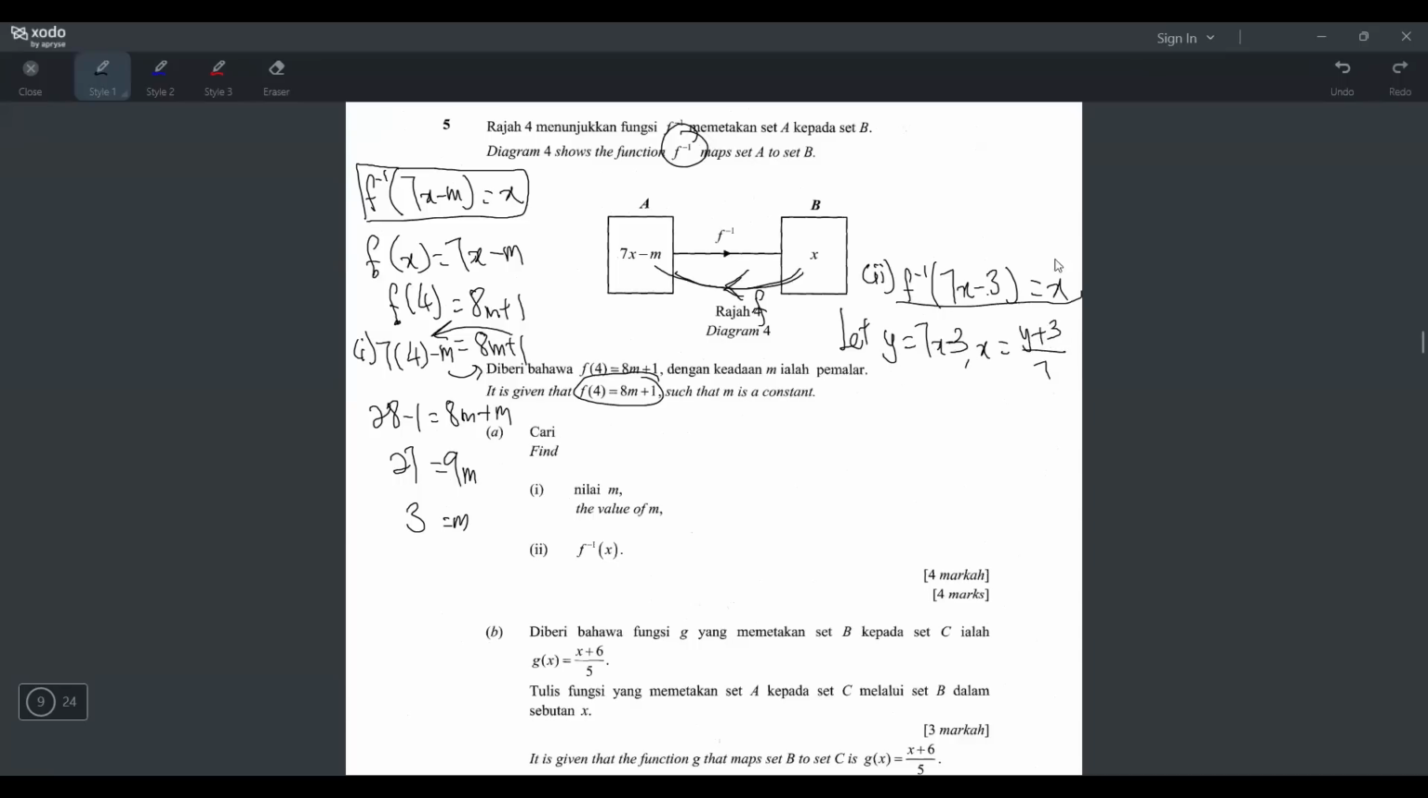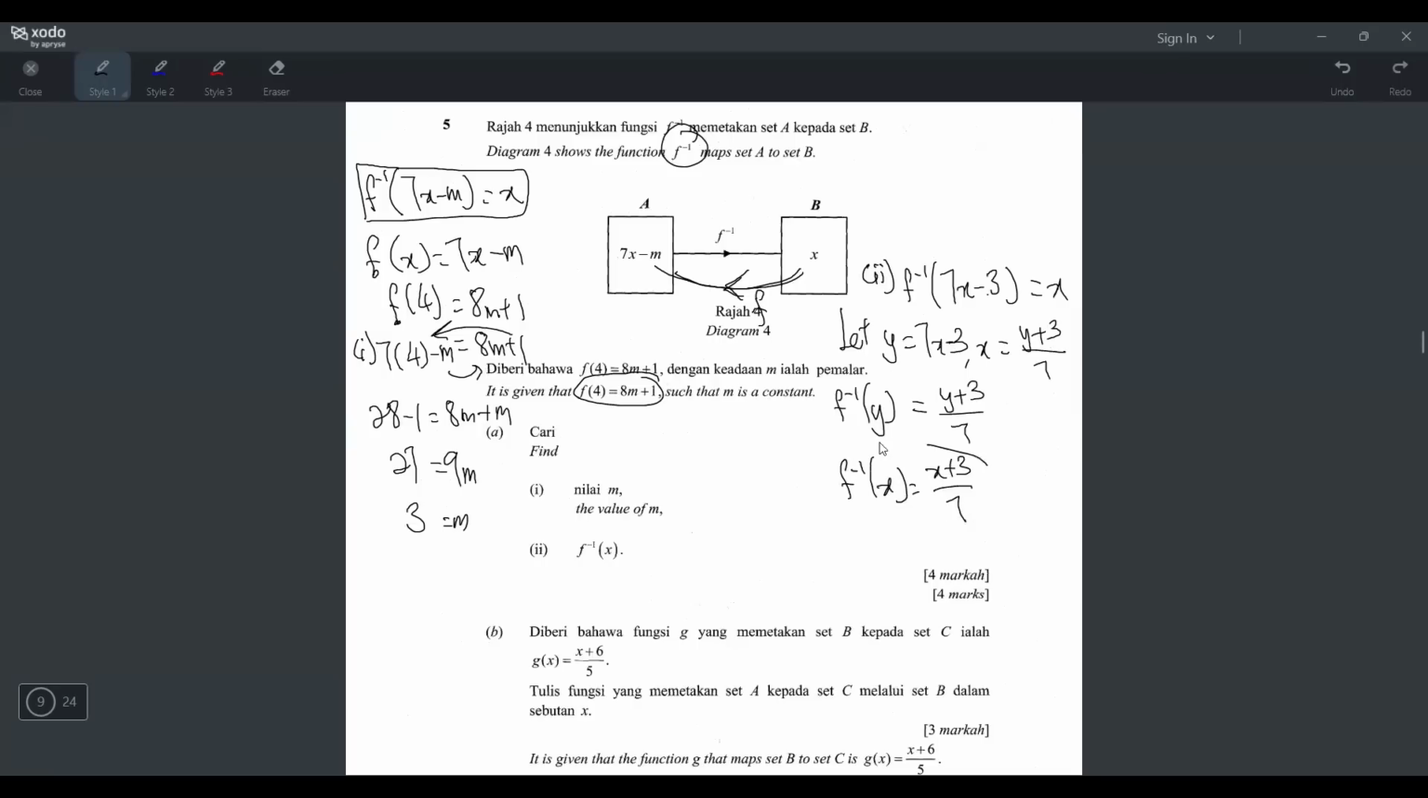And then now you rewrite this whole thing again. But this time, you will write f inverse y. Because you already let y equals bracket. So your bracket now becomes y. And then equals to x, right? Your x is y plus 3 over 7. And sudah siap already. The last step is just change to x only. So f inverse x is x plus 3 over 7.